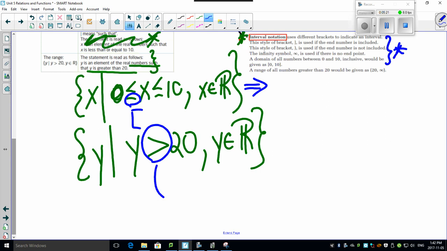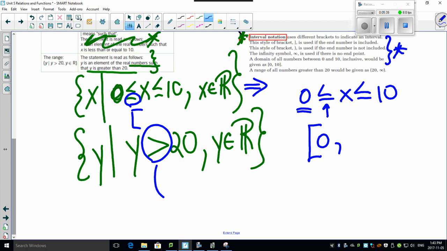So how do we describe all the numbers between 0 and 10? Watch this. Here's our starting number. It says equals to, so we're going to start and include 0. So that square bracket means to include 0. And then, comma, we're stopping at 10. So 10 is our next one, and we're stopping and including it. So that would be a square bracket. That's how easy interval notation is.